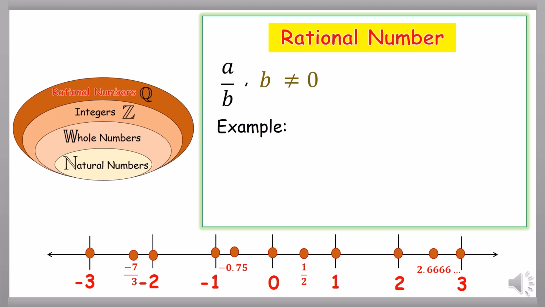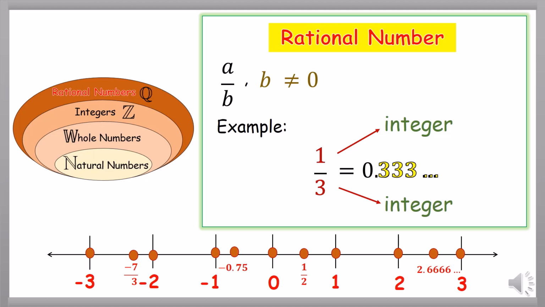So, for example, 1/3 is equal to 0.3 repeating, since as you see the pattern, 3 repeats itself continuously without end. At the same time, the numerator and the denominator of 1/3 are both integers. So we can say that this number is a rational number.